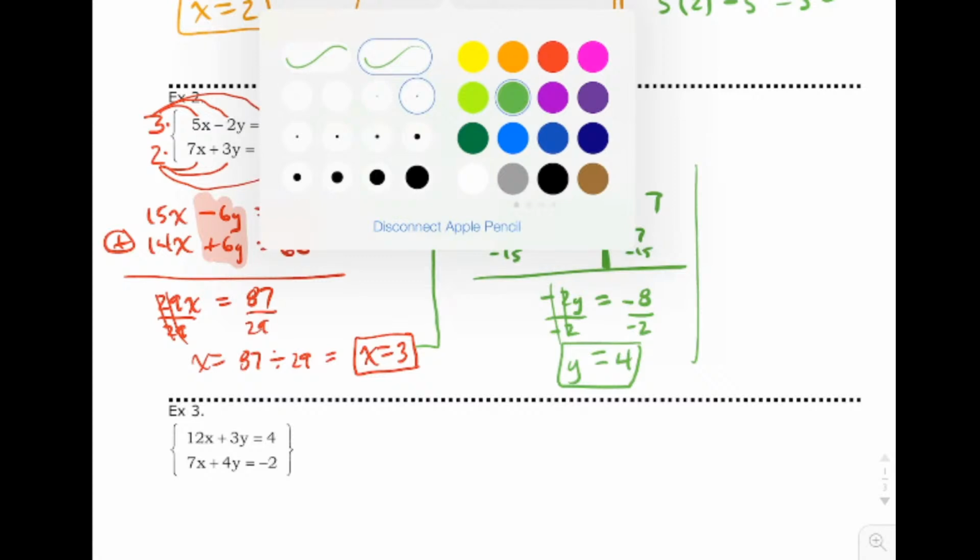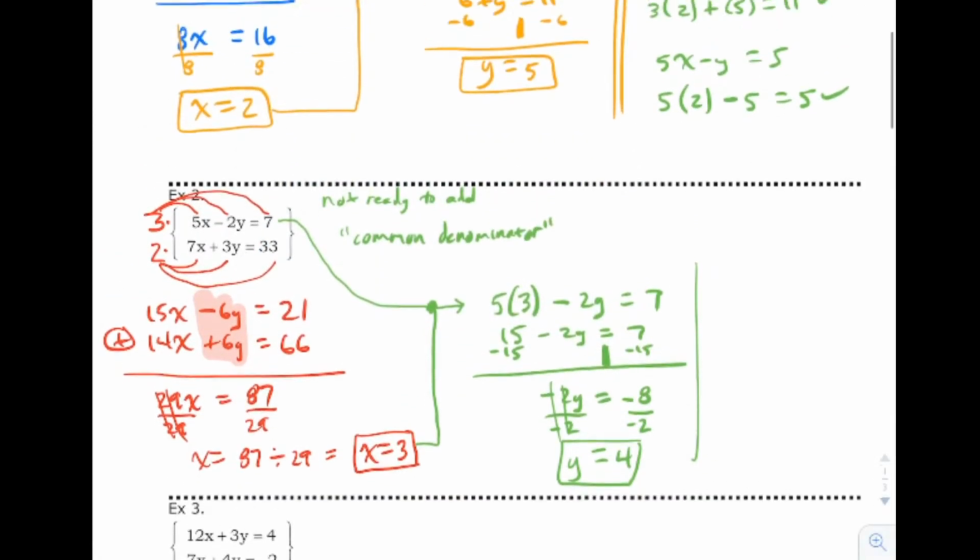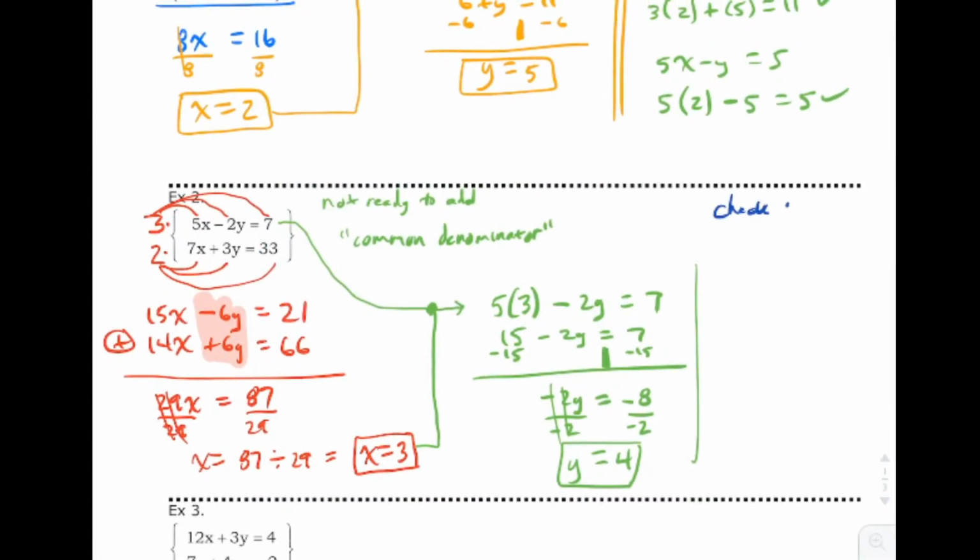Yeah, this is real quick. So I'm going to check here. I'm going to check the top equation first. 5 times x, which is 3, minus 2 times y, which is 4. Does that equal 7? That would be a 15 minus an 8. That equals 7. It works.